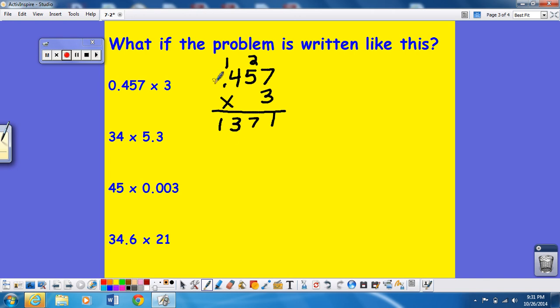Okay, I have a decimal in my problem, which means I have to have a decimal in my answer. Let's count how many digits are after the decimal in the problem. 1, 2, 3, which means there have to be 3 digits after the decimal in my answer. So 457 thousandths times 3 is 1 and 371 thousandths.